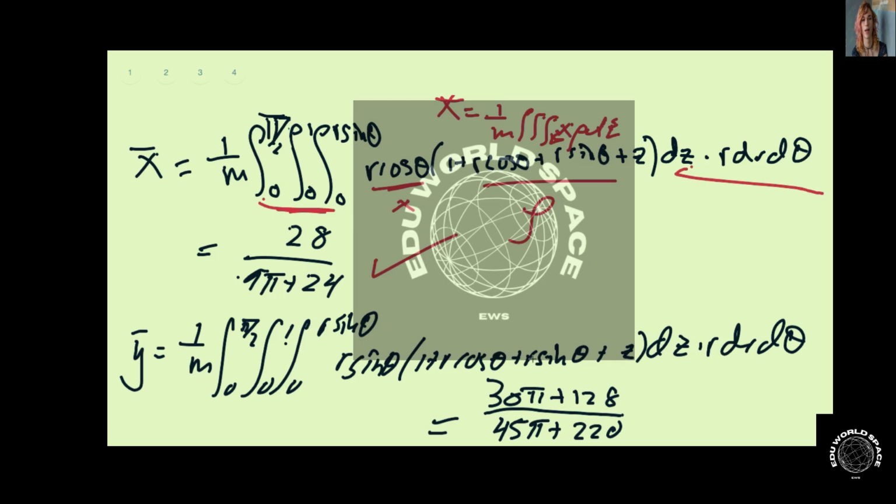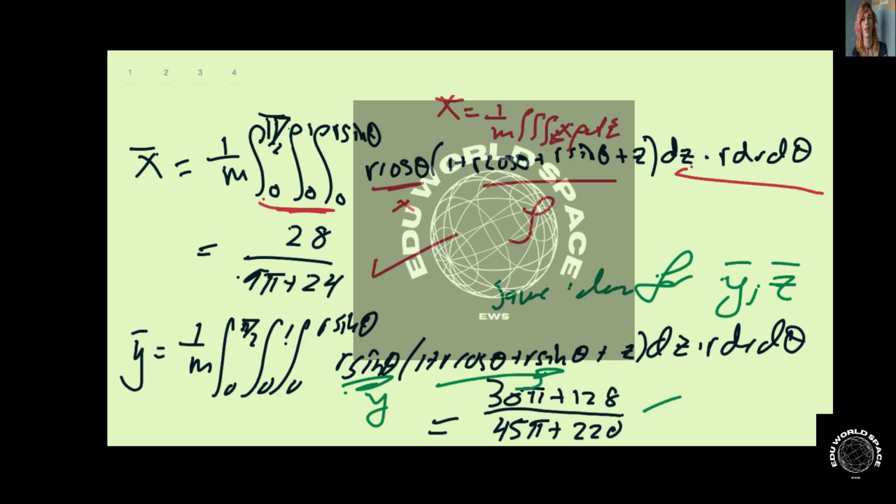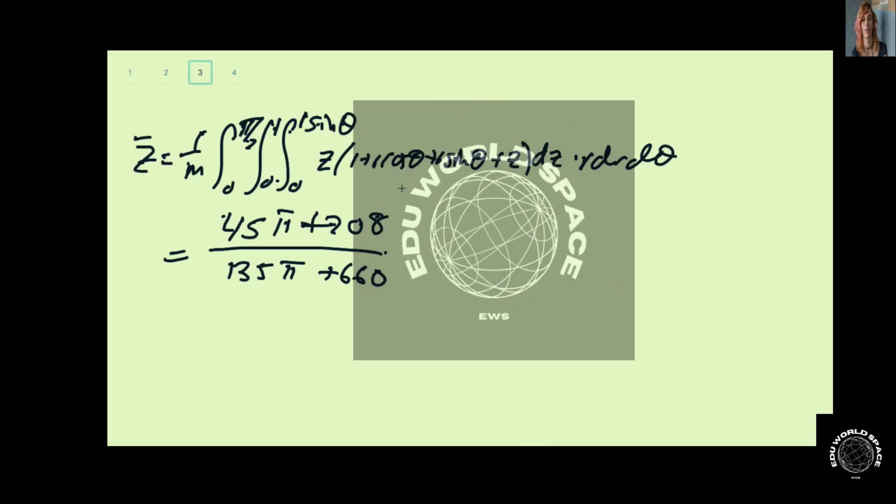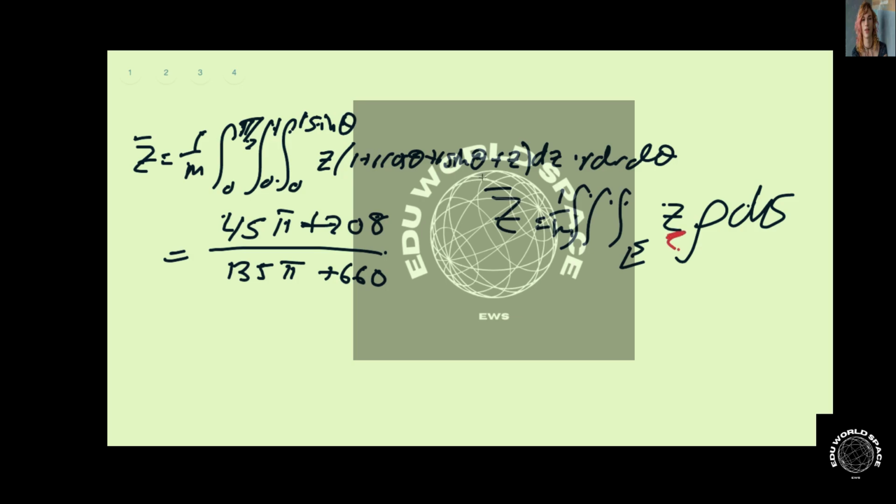Same idea for y bar and z bar. So this guy is our y. This guy is our rho. Again, we get this as our answer. Once again, for z bar, it's equal to 1 over m triple integral over e of z rho dE. So this guy here is just z because we can't write it in polar coordinates, and rho is given by this guy here.